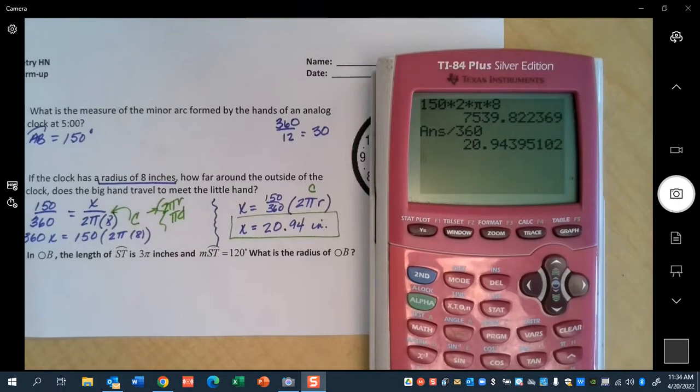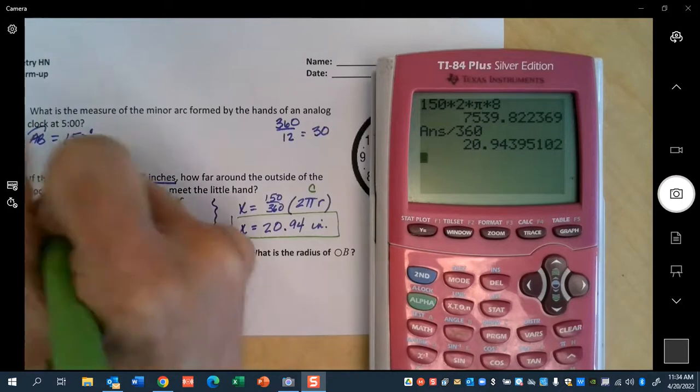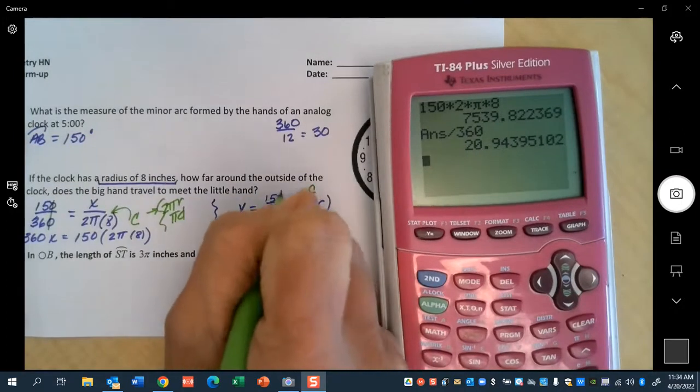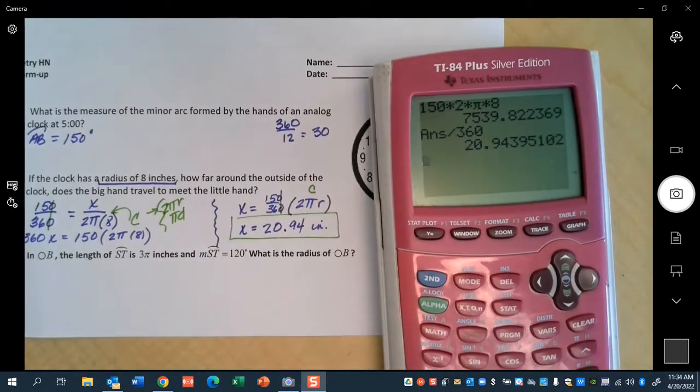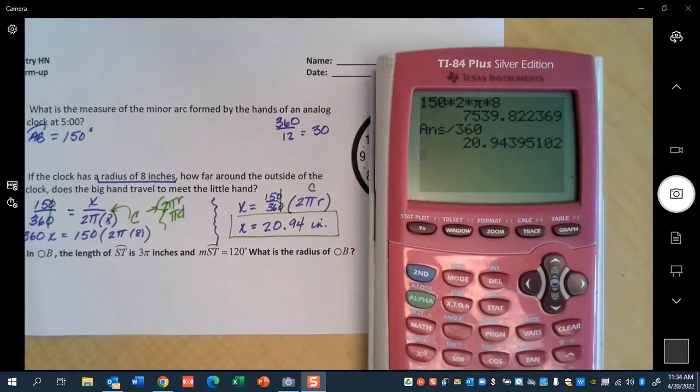I did multiplying fractions, no problem, top times top. 150 times 2 times pi times my r, which is 8. And then that whole thing divided by 360. If you are interested in shortening your work, you can always simplify this fraction. And that makes those numbers a little bit easier.